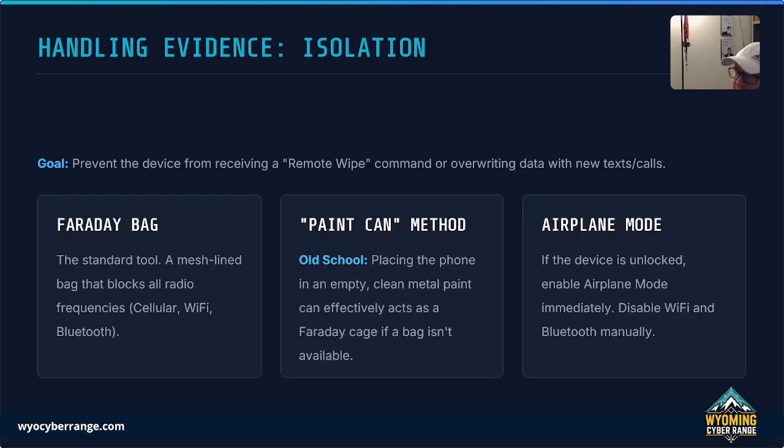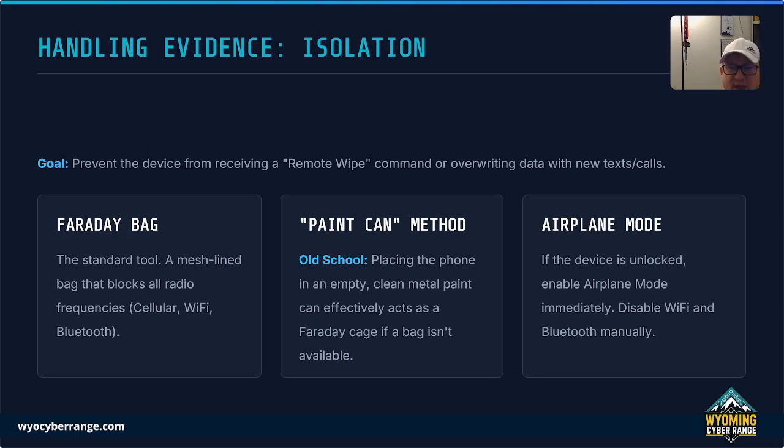Now, proper handling of evidence starts with isolation. Our primary goal is to prevent the device from receiving a remote wipe command from the suspect or overwriting the data with new incoming calls or texts. So the first thing that we may use is called a Faraday bag. Now this is a standard tool, and it's a mesh lined bag that's going to block all radio frequencies. It doesn't matter if it's cell phone, Wi-Fi, or Bluetooth.